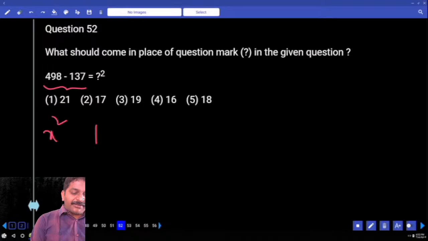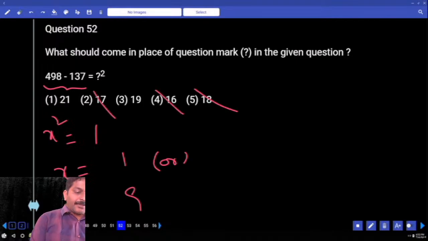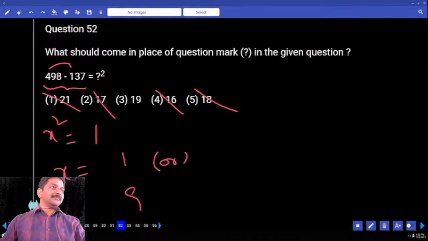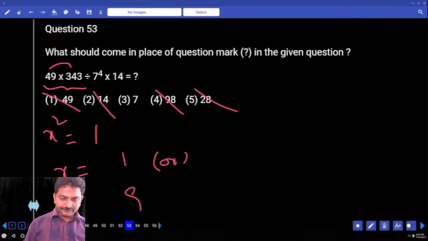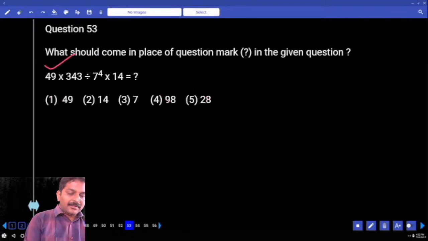That means x square ends with 1 only. Then x must be ending with either 1 or 9. 3 options eliminated. 400 minus 100. That means you will get 300 something only. 21 eliminated. 21 square will be in 400s, but we have only 300s. Done. Right.